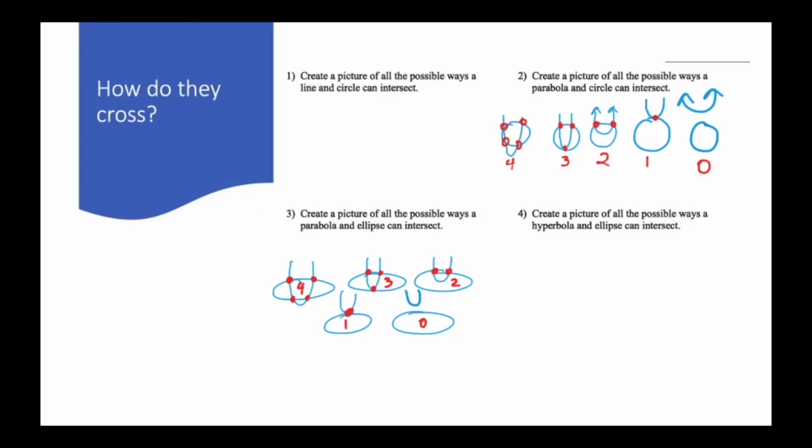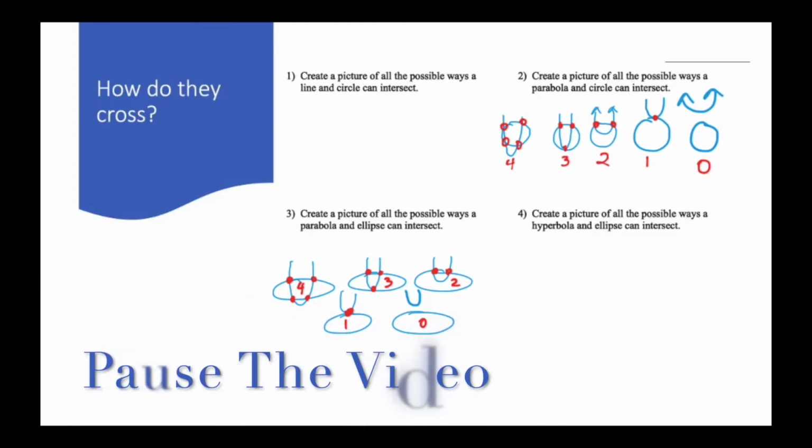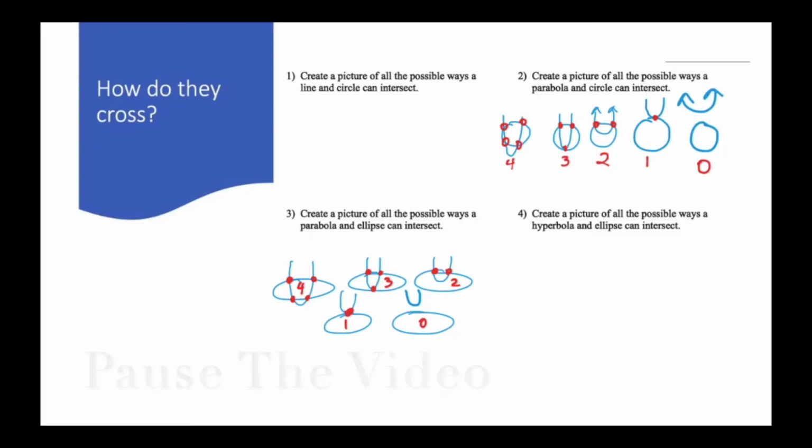Let's move on to number 4. I want you to create a picture of all the possible ways a hyperbola and an ellipse can intersect. Again, pause this video. Do this yourself and come check yours with mine. Your pictures won't be exactly as mine, but they will be similar. I have a hyperbola and an ellipse here. This crosses 4 times.